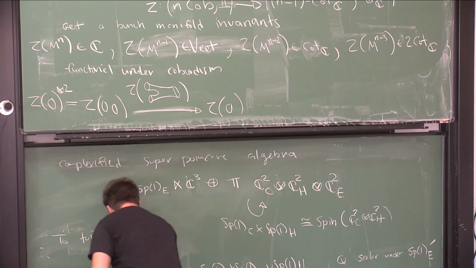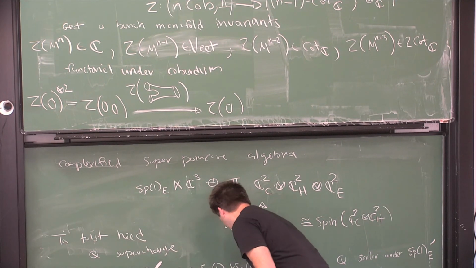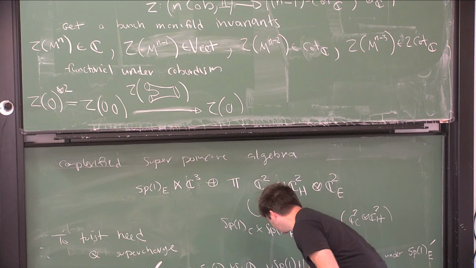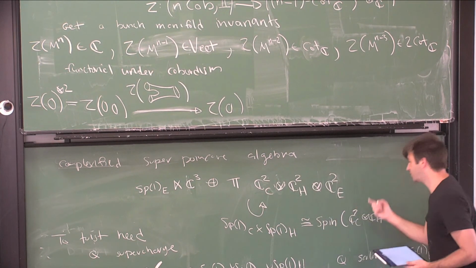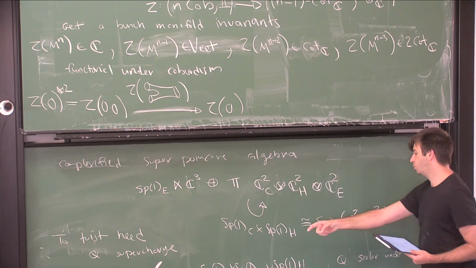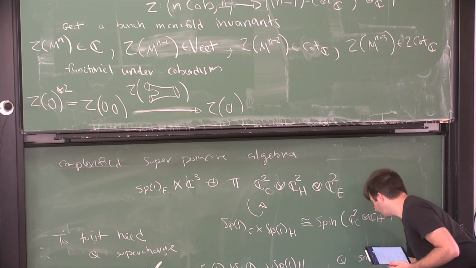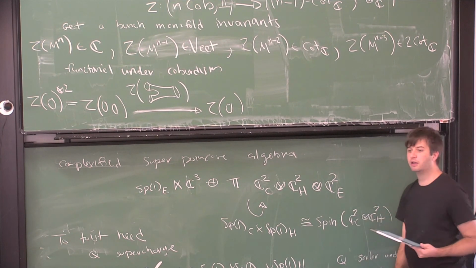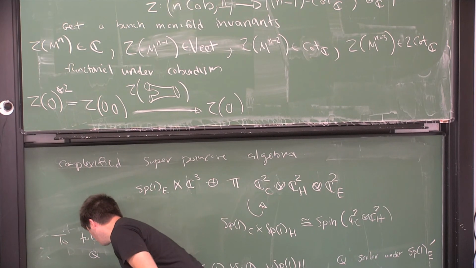And then the other piece I need is a U1 inside of just this part, SP1C times SP1H. I want to use this thing as a differential, and this U1 is going to be my cohomological grading, it turns out. And so I need Q to have weight 1 for this action, because differentials have weight 1. This thing is going to be my cohomological grading.